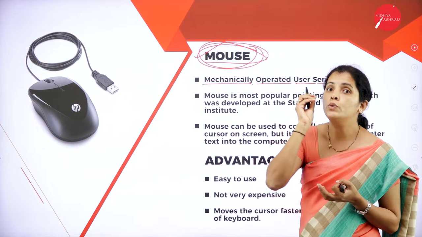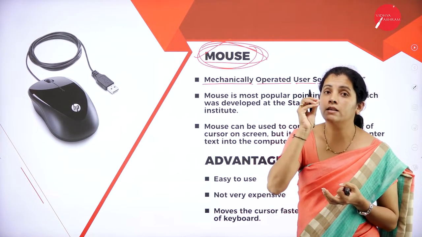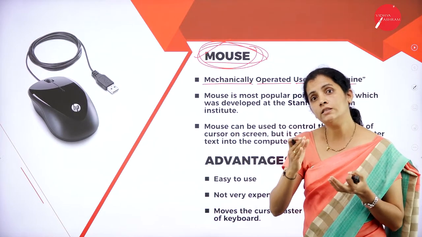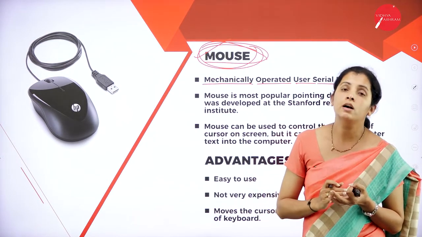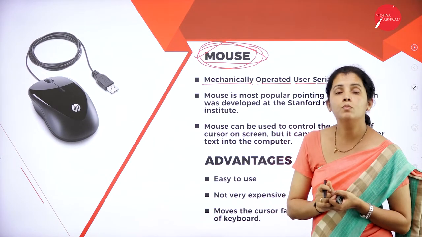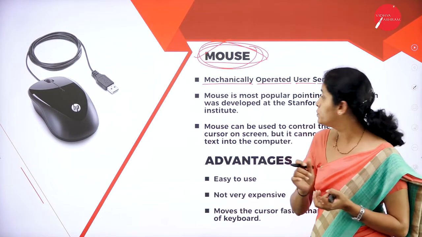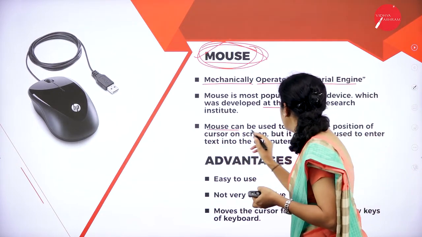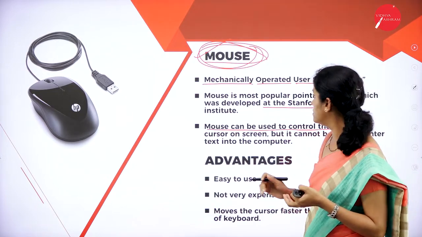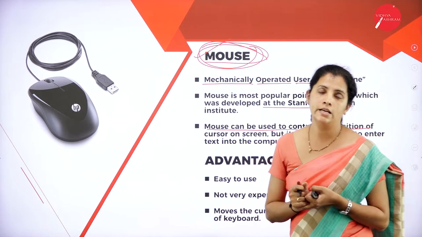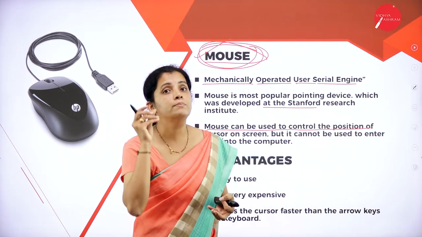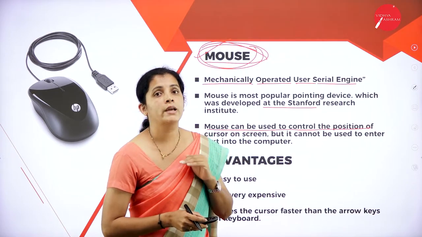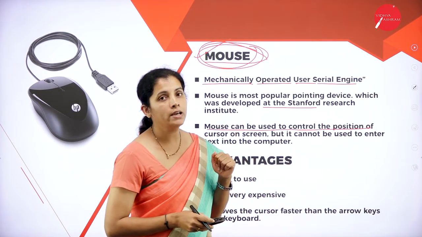So when you hit a certain position on your screen, that is nothing but the monitor; the signals are converted into electronic signals and passed to your computer system. Here the mouse was the most popular pointing device, developed at Stanford Research University. The mouse can be used to control the position of the cursor on the screen but cannot be used to enter text. That means the mouse is mainly used to control the position on the screen, and by using a mouse you cannot feed data into the computer system.